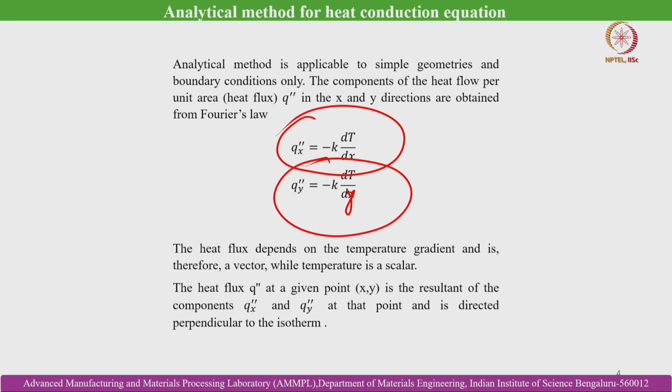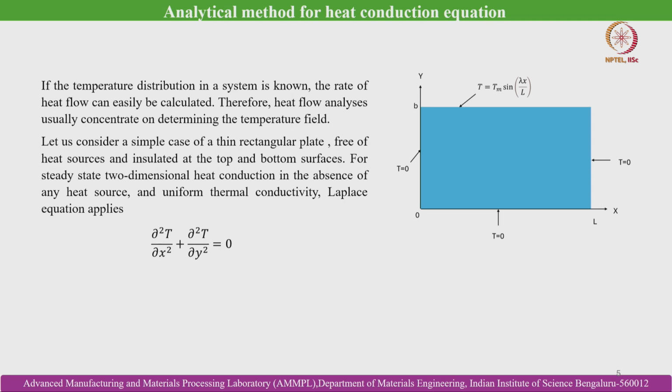The heat flux depends on the temperature gradient and is therefore a vector, while temperature is a scalar. So the heat flux Q double prime at a given point x, y is the resultant of the components Qx double prime and Qy double prime as discussed above, and is directed perpendicular to the isotherm. If the temperature distribution in a system is known, the rate of heat flow can easily be calculated. Therefore, heat flow analysis usually concentrates on determining the temperature field, and based on the temperature field the heat flow can be assessed. So let us consider a simple case of a thin rectangular plate as shown over here.